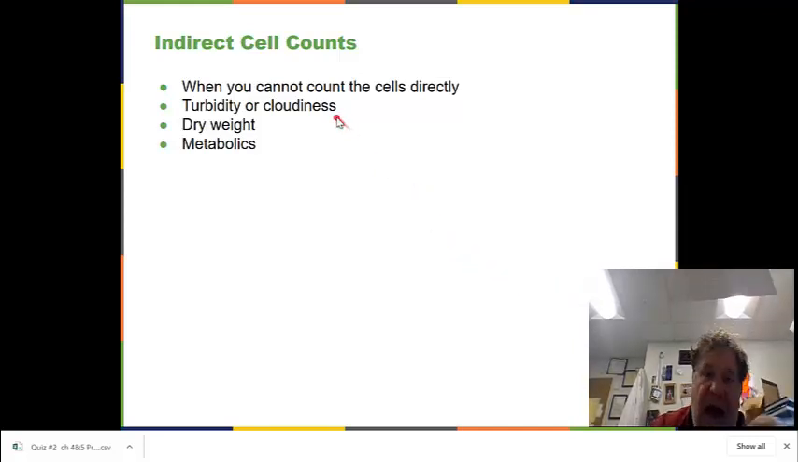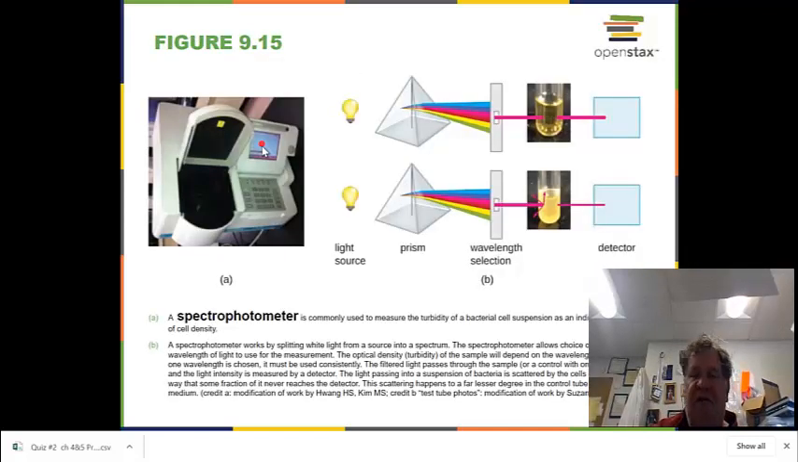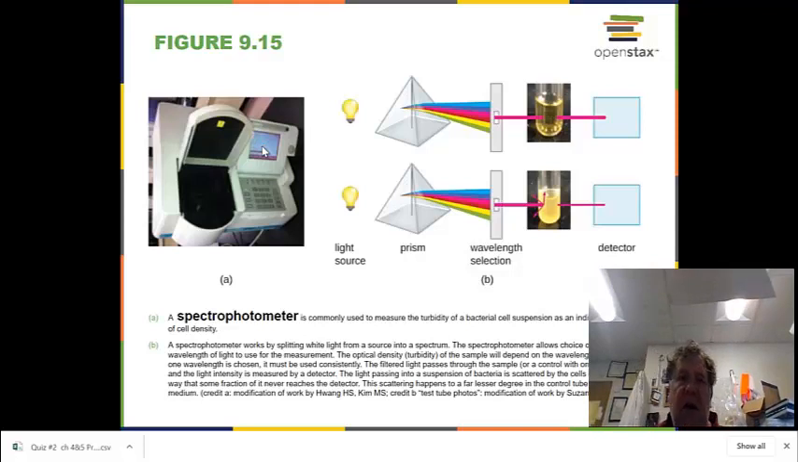We can look at turbidity or cloudiness, so you can use a spectrophotometer. We can shine light through it to tell how many bacteria are there. We can dry down our bacteria and see how much we have. With metabolics, we can look at the results of metabolic processes. Living things are using glucose and producing carbon dioxide, so we can measure the amount of glucose used by a culture and the amount of carbon dioxide produced, and that gives us an idea of how many are out there.